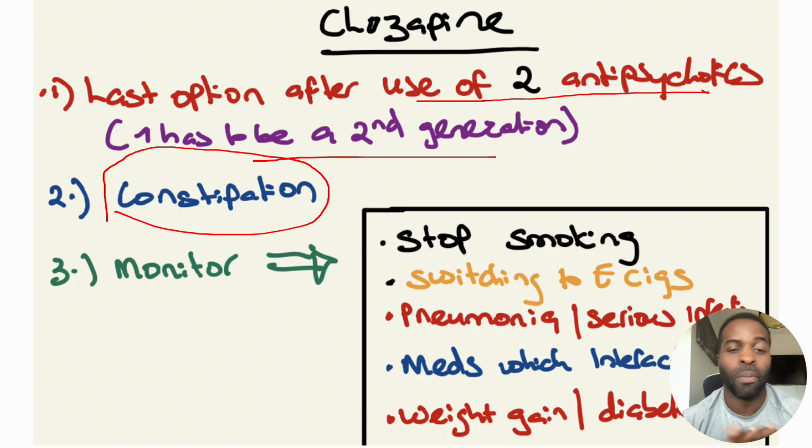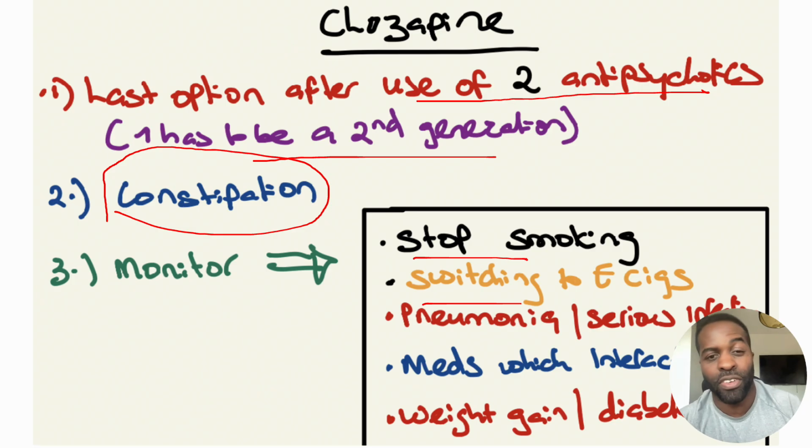This is when you monitor the blood concentration or the blood levels of clozapine in the body, especially in patients that have stopped smoking, because that could increase toxicity, could increase the amount of clozapine in your system. Patients switching from cigarettes to e-cigarettes, patients that are seriously ill, for example the patient's got pneumonia or any other serious infection, patients on medications that may interact with clozapine, or patients that gain weight or have diabetes. All of these patients require monitoring, as they could all alter the concentration of clozapine in the blood.